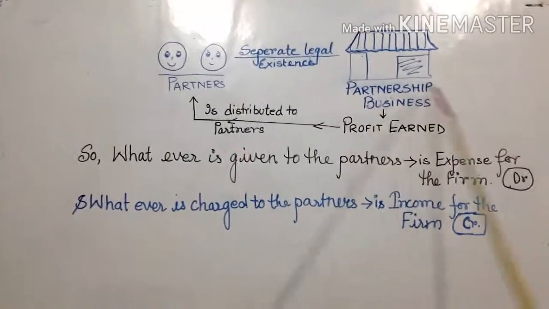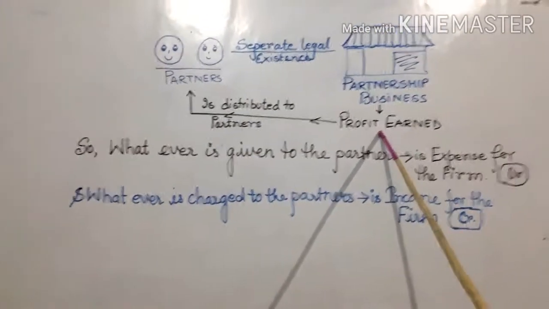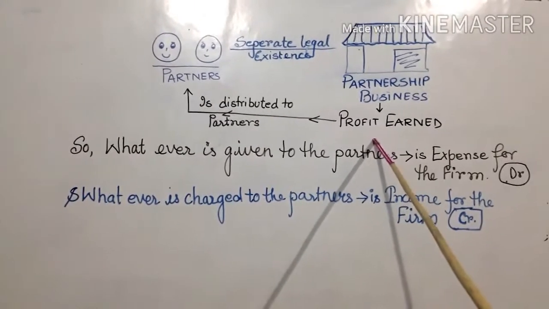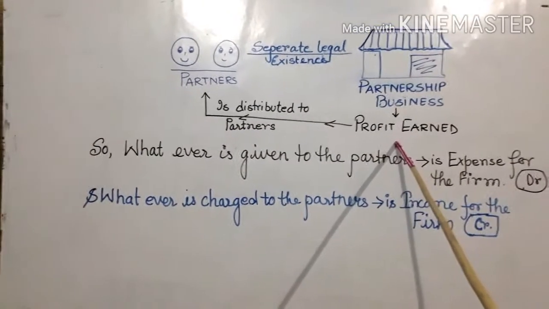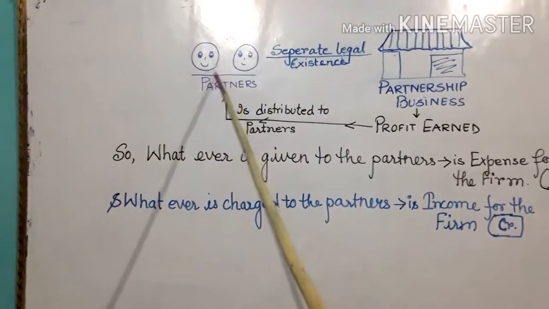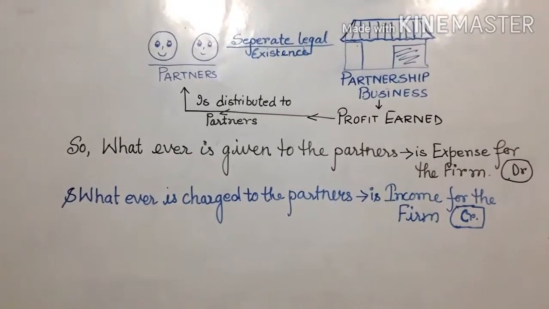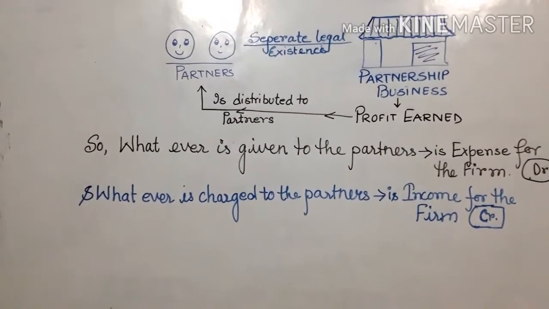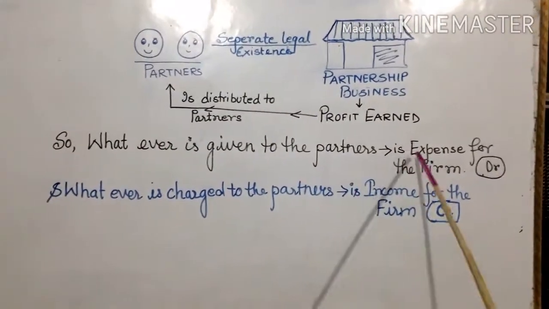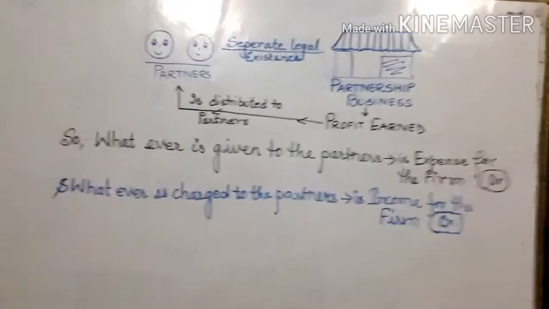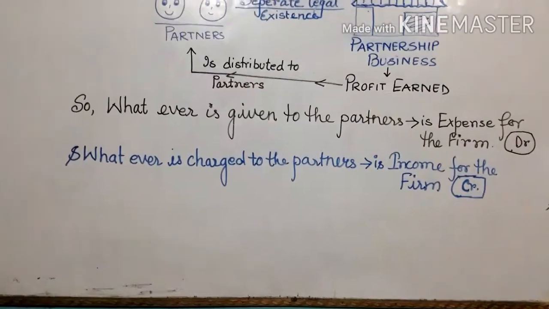You all know that whatever profit is earned by the firm is distributed to the partners. If you don't know it, then please take it into your knowledge. So, dear students, whatever is given to the partner is an expense for the firm. Whatever we are giving is an expense for me, isn't it? It's going away from me, an expense.